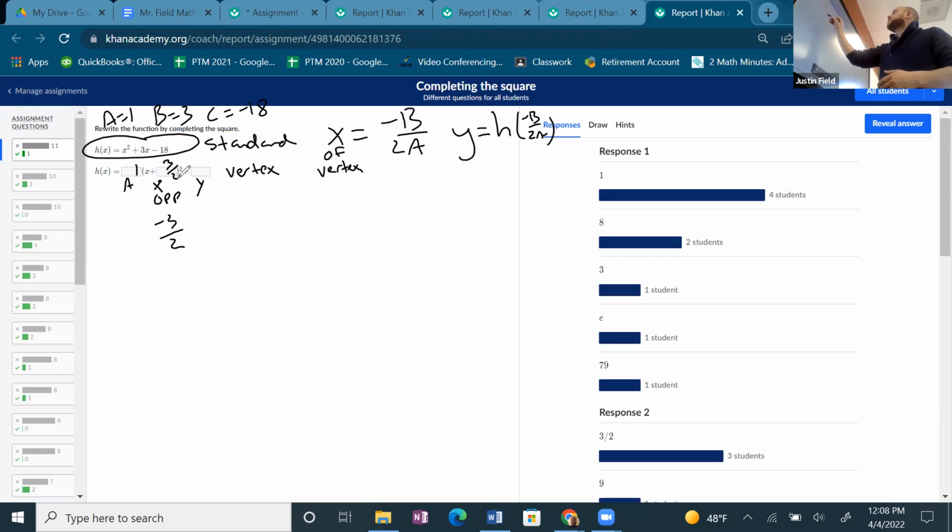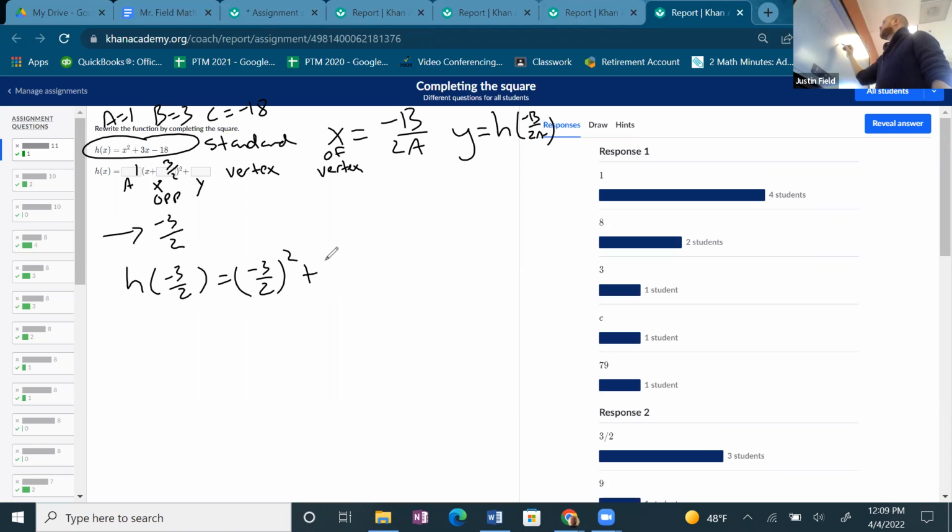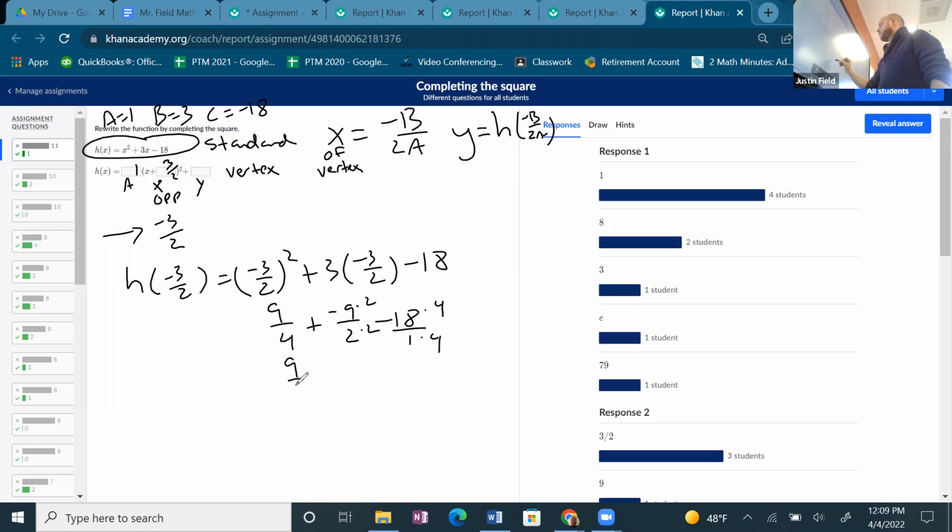But we're going to substitute this into our equation. So h of negative 3 over 2 is negative 3 over 2 squared. And see, this is what I was saying about that parentheses, that we need that when we're squaring a number. So important. All right, so that's going to be 9 over 4, negative 9 over 2, minus 18. Common denominators are needed here. We'll multiply this by 4, multiply this by 2.